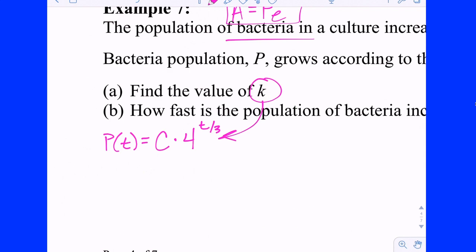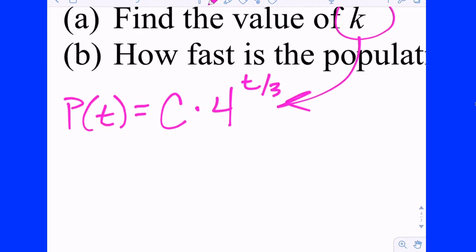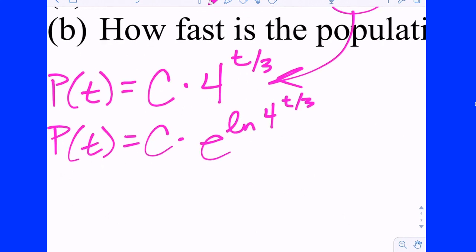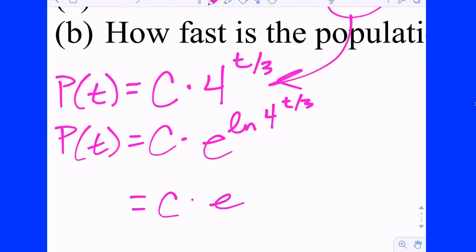Not in that form. Now, you could come in through the secret entrance, okay? So let's do it both ways. You could say C times 4 to the t-thirds, which is the same as e to the natural log of 4 to the t-thirds. Now you're just making a ladder, right? It climbs its way up. And then you get C times e to the, and the t-thirds in the exponent can climb out front, becoming t-thirds natural log of 4.